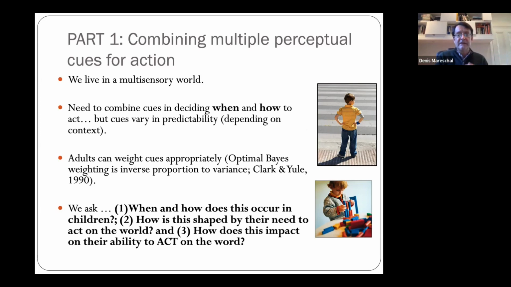And it turns out that according to a number of researchers, adults are able to do what's called Bayes optimal weighting of these cues, to find some kind of optimal weighting of these cues. And we're going to ask how and when children do, and how this is impacted by their need to act on the world. After all, perception was not evolved simply for us to have a passive representation of the world. Perception was evolved in order to guide action. And I think we're going to see this happening even more saliently early in development.